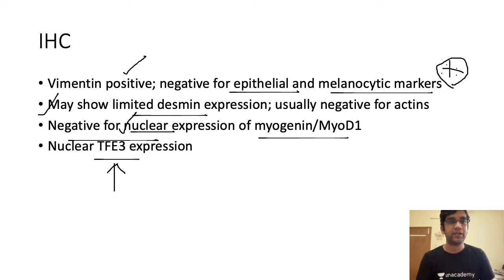We didn't have an alveolar pattern, but it was an alveolar soft part sarcoma. We signed it out because of the TFE3 positivity and also the corroborative findings in the histopathology. Fine. So this is about my IHC and my histomorphology, how I can diagnose an alveolar soft part sarcoma.